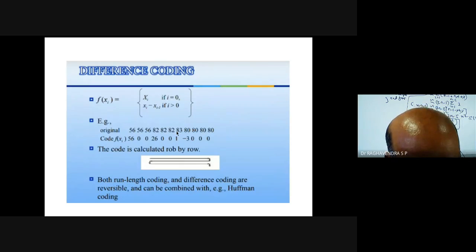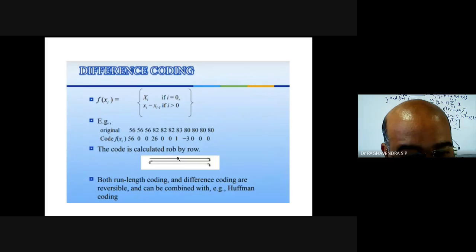Now 83. I is equals to 7. Since 7 is greater than 0, 83 minus 82. What is the value? 1. Now i is equals to 8. Once again greater than 0. So 80 minus 83, minus 3. Similarly 80 minus 80, 0. 80 minus 80, 0. 80 minus 80, 0.